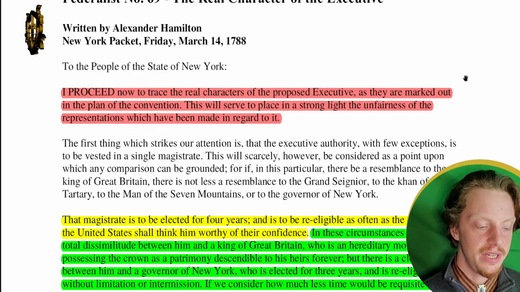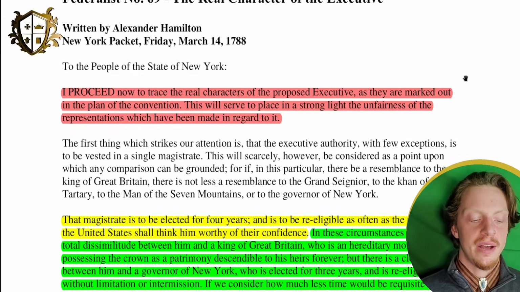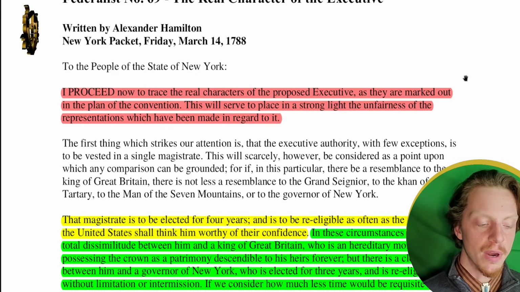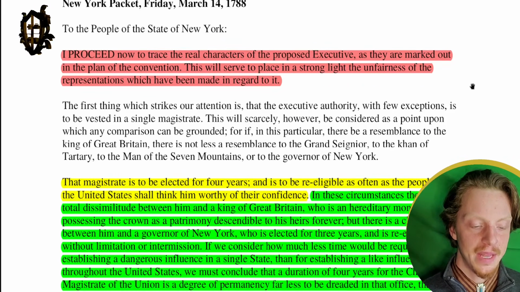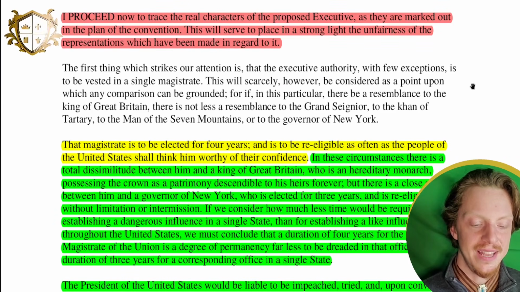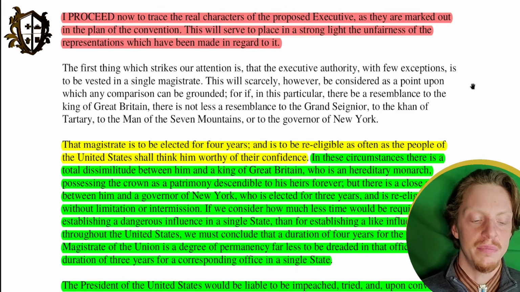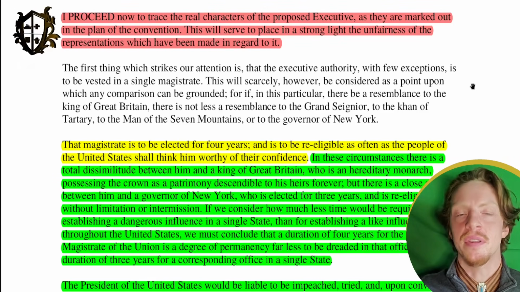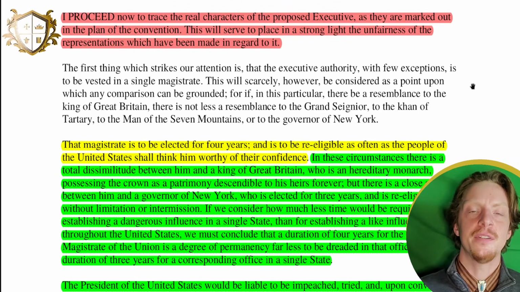March 14, 1788. I proceed now to trace the real characters of the proposed executive, as they are marked out in the plan of the convention. This will serve to place in a strong light the unfairness of the representations which have been made in regard to it. So it's unfair to say that the president would ever have more power than the governor of New York. It's unfair to say that the U.S.